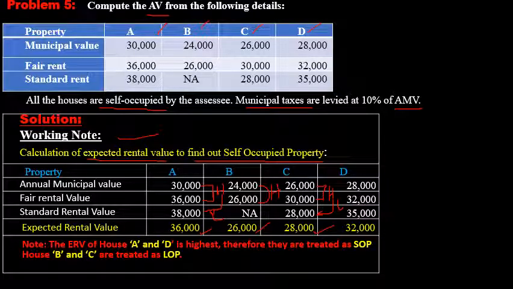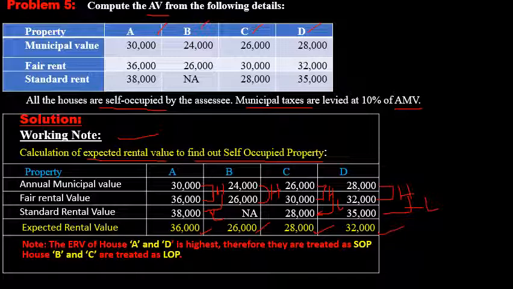And next property D, 28,000 or 32,000, whichever is the highest. The highest is 32,000. Next, 32,000 or 35,000, whichever is the lowest. So lowest is 32,000. So these are the expected rental values of property A, B, C and D. And we have calculated it mainly to find out which house property carries higher expected rental value. Through that you can categorize which property is a self-occupied property and which one is a deemed let out property.